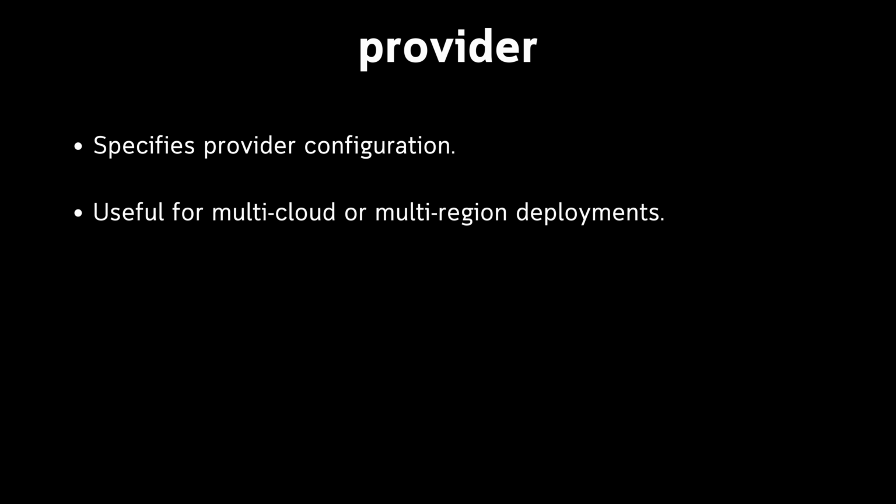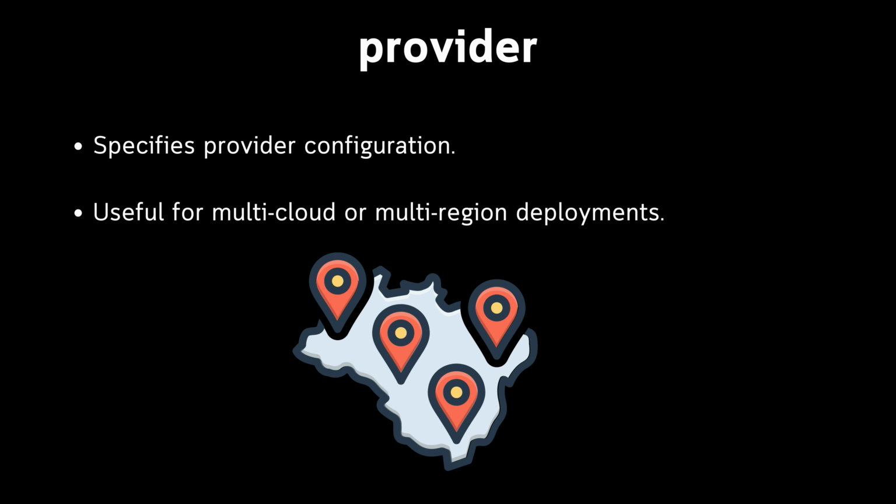The provider meta-argument tells Terraform which provider configuration to use for a resource. This is handy when you're working with multiple providers, like deploying resources across different cloud providers, or even when you want to use different regions. By using provider, you could make sure that each resource uses the right provider setup.